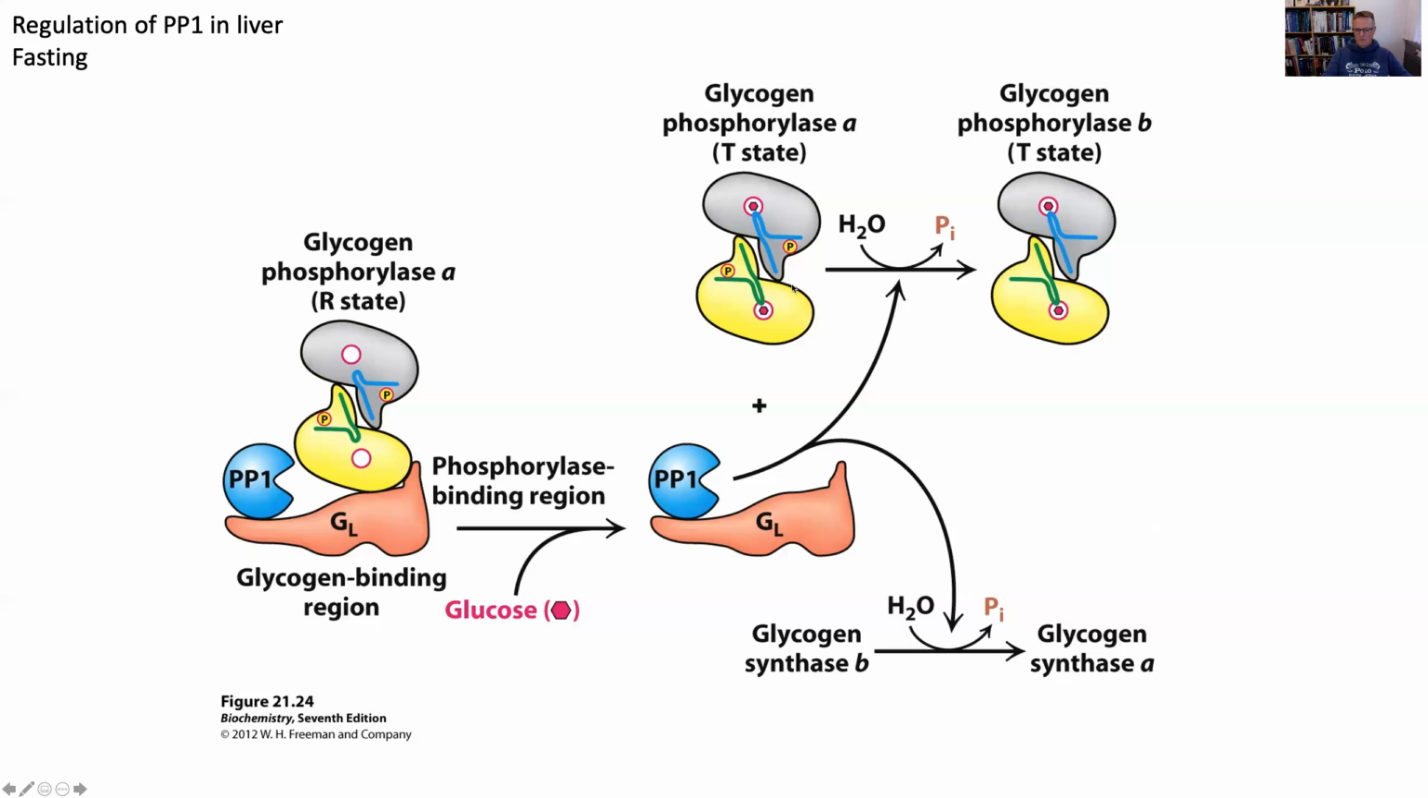So, as I said before, glucose will lead to an inhibition of phosphorylase and activation of glycogen synthase simply by regulating the activity of PP1. And for those reasons, we also say that phosphorylase acts as a kind of glucose sensor in hepatocytes.